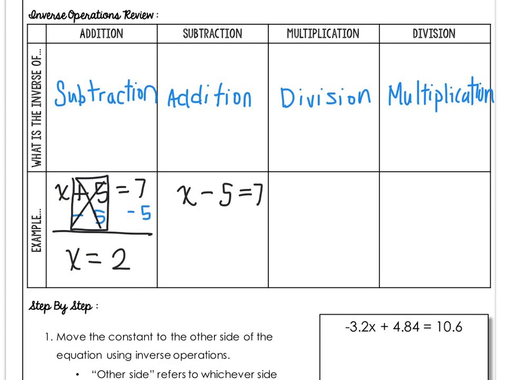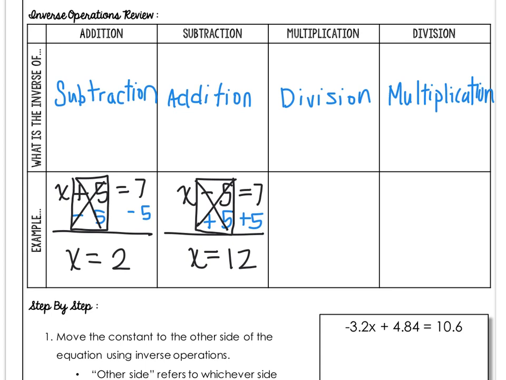x minus 5 equals 7. The inverse of minus 5 is adding 5 to both sides. So negative 5 and positive 5, or minus 5 plus 5, cancel out, and I'm left with x equals 7 plus 5 is 12. Check our answer. 12 minus 5 equals 7, and that works.